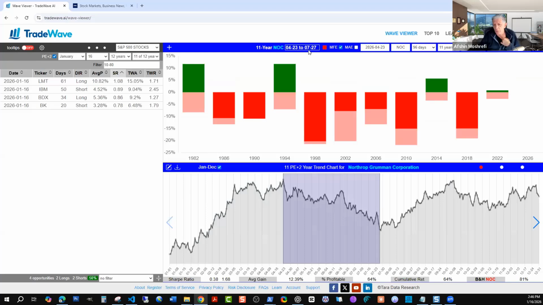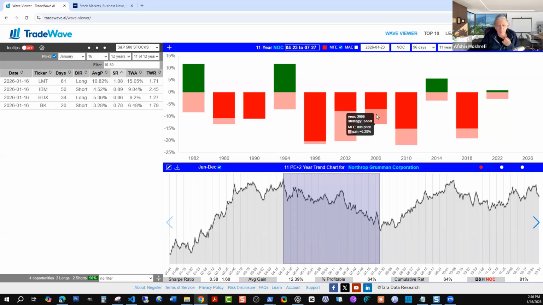This is pretty close to what we just saw with Nvidia, the date range. However, it didn't really do much in 2022. Went up almost 6% in 2014, but dropped almost 20% in 2018.